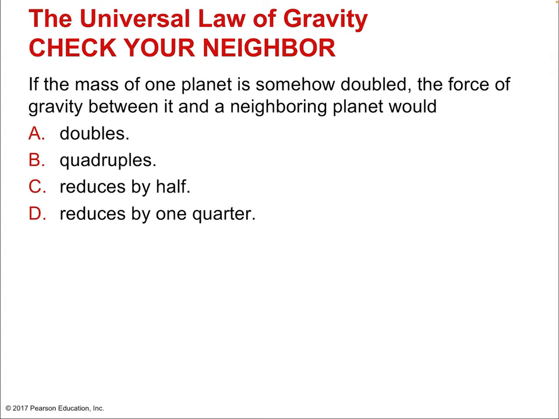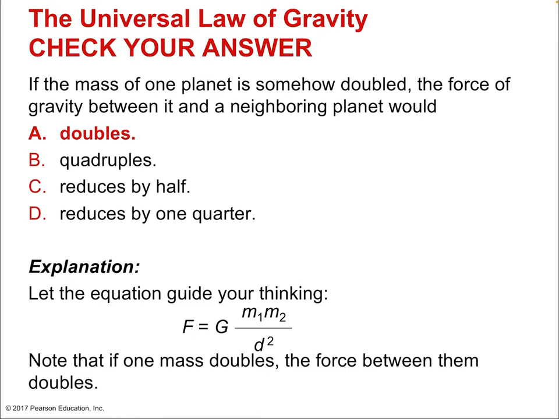So we still have the two planets, but we're only doubling the mass of one of them. Well, you probably know, in this case, it would just double, because only one of the values of m is being doubled, say m1.